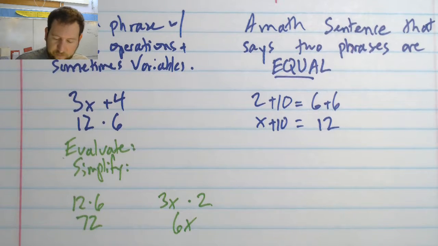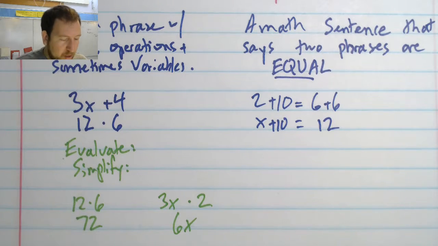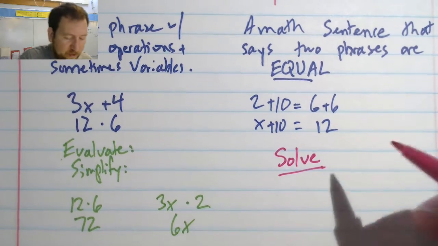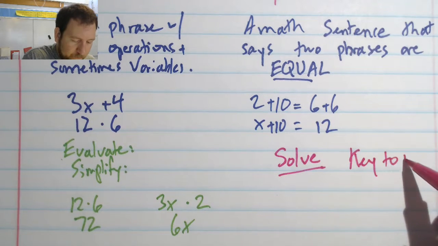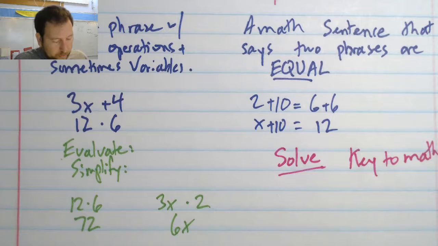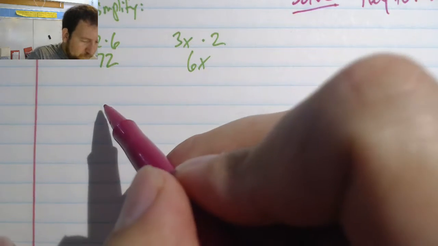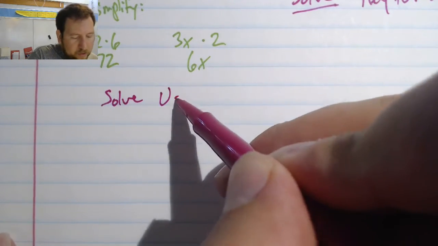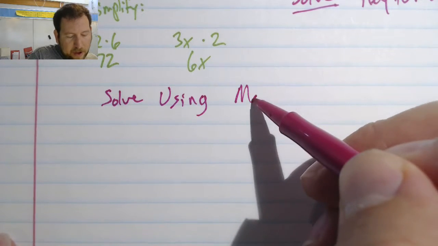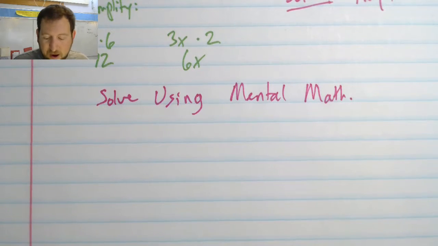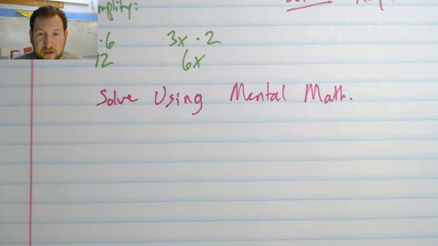Now, an equation is different. I have my equal sign, but I can solve it. And solving is kind of what math is all about. Okay, let's take a look at some examples of some basic things we're going to solve today. We're going to solve using mental math. That means these ideas we can pretty much figure out in our head if we're familiar with our addition and subtraction facts, with which we probably should be by now if we're in 7th grade.